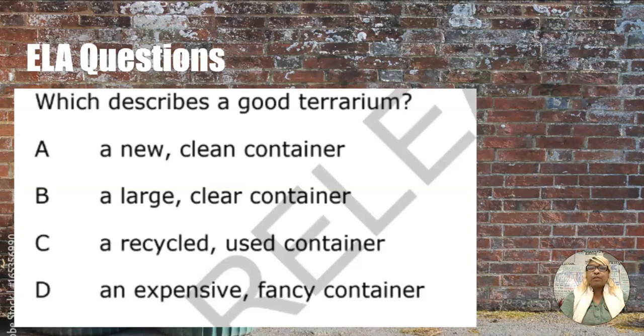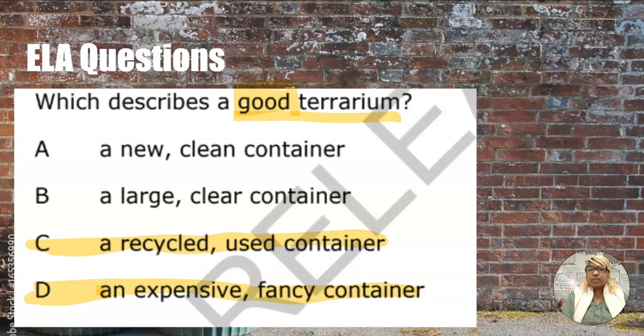All right, so for example, a student may look at this and see good terrarium and associate the word good with something that you would actually want, something that is going to be wanted or needed. So using that information without even knowing what a terrarium may be, students will know that if something is recycled or used, that does not always mean that it is going to come in a good condition. If something is expensive or fancy, that does not necessarily mean that it is going to be good.